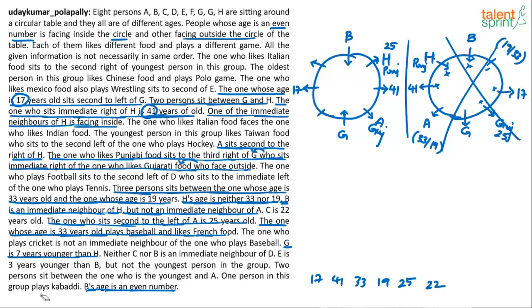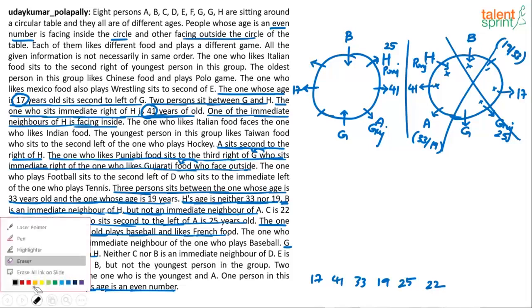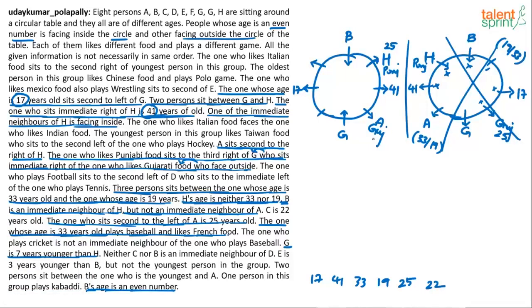I think it should be done now. So A is 19 years. This person is 33 years, plays baseball and likes French food. Okay, done. Then the point where I realized that case 2 got wrong was C.